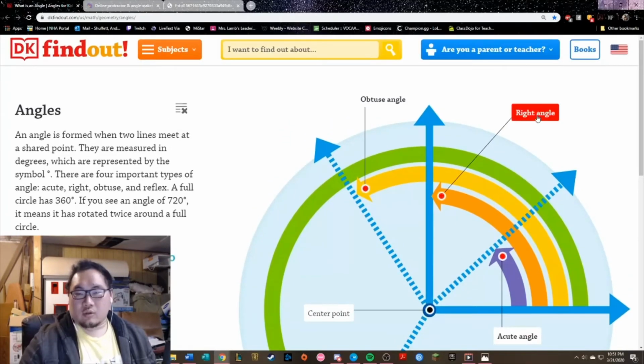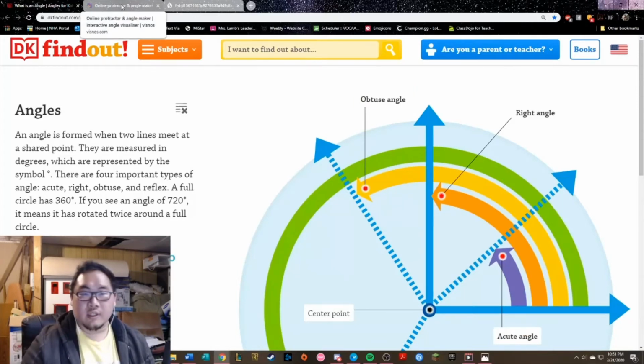So, acute, right angle, obtuse angle. We know all of our angle types. This is going to conclude our first lesson.